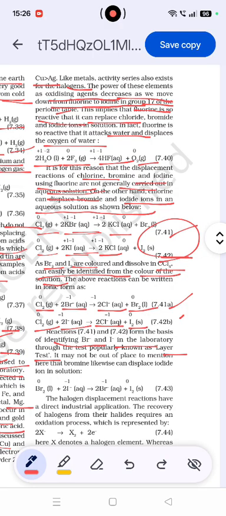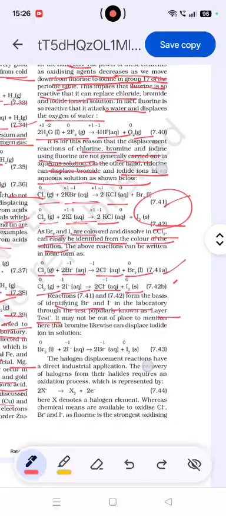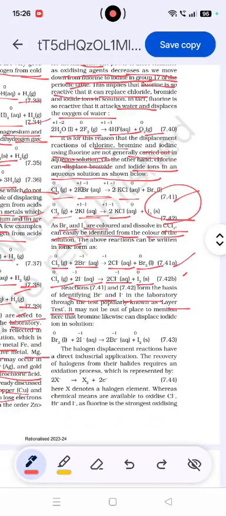It may not be out of place to mention here that bromine likewise can displace iodide in a solution. So fluorine can displace chlorine, bromine and iodide, chlorine can displace bromine and iodide, and bromine can displace iodide ion. So down the group, their oxidizing nature decreases. So bromine plus 2 iodide ion will give you 2 bromide ion and iodine.